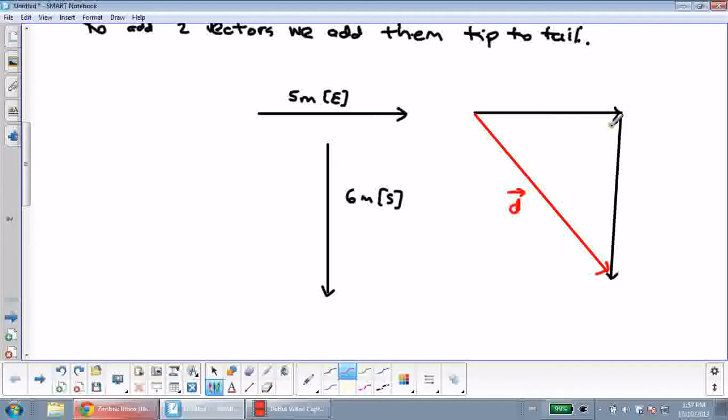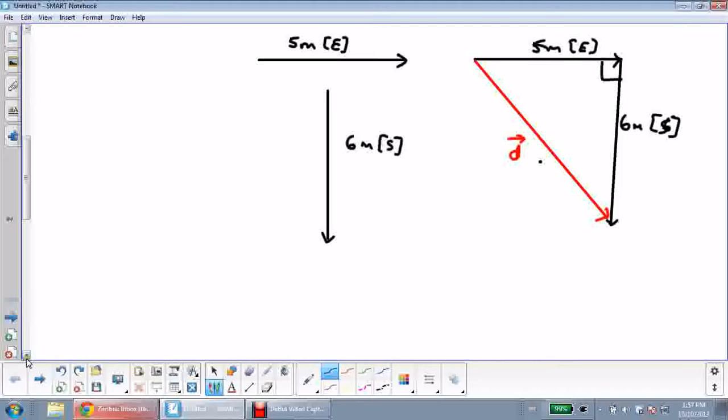Now, since he was traveling east and then south, I know something about this angle right here. I know that it's a 90-degree angle. I know this is 5 meters east. I know this is 6 meters south. What I'm interested in is how far this is, and hopefully you can remember or recognize that this is just a basic math problem. This is a right-angled triangle, and I'm interested in finding this side, which is opposite the right angle. I believe we call this the hypotenuse.